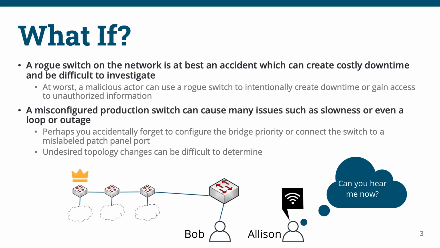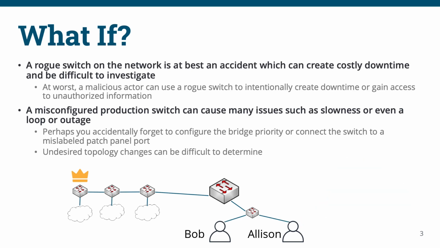Bob brings in an old desktop switch from home that he had replaced a couple years ago to help alleviate Allison's pain and provide her a wired connection. This was done with the best of intentions, of simply helping his fellow coworker to be more productive and to hopefully eliminate some pain and suffering from the world.